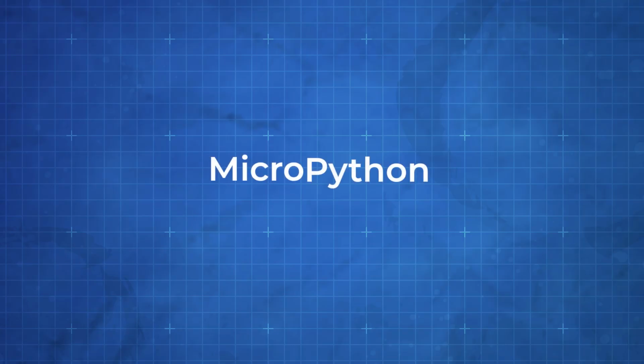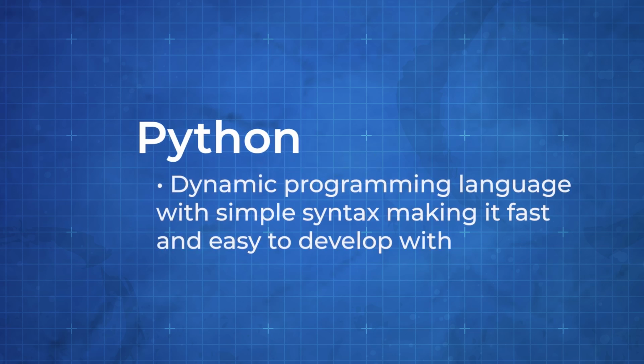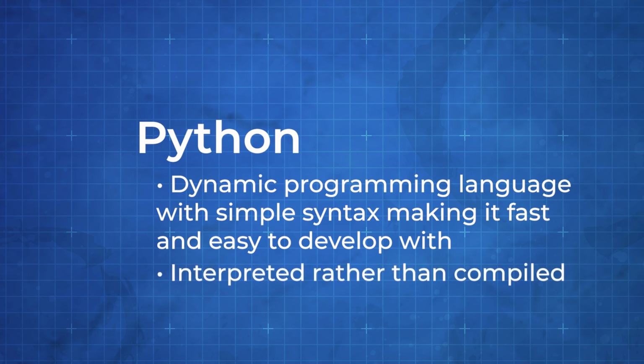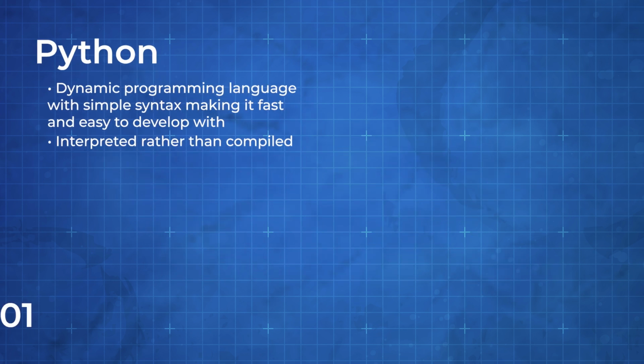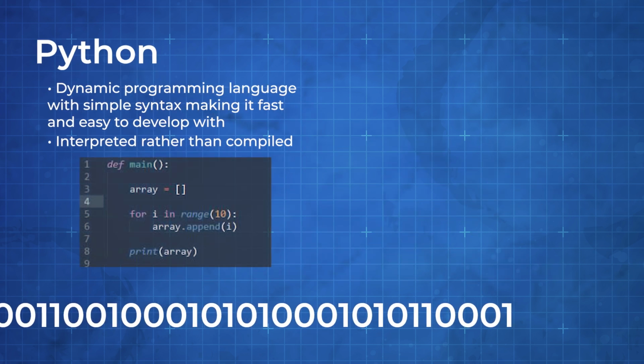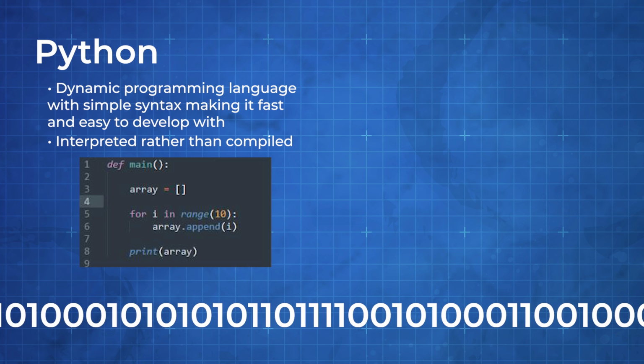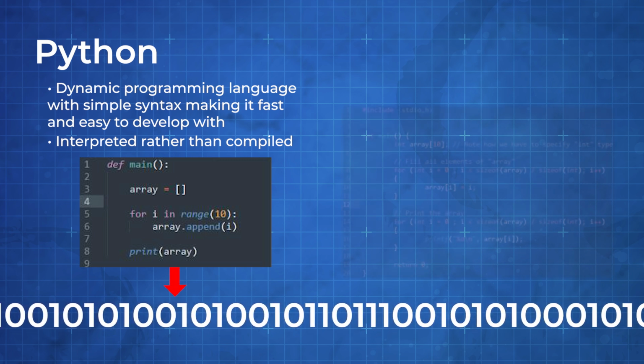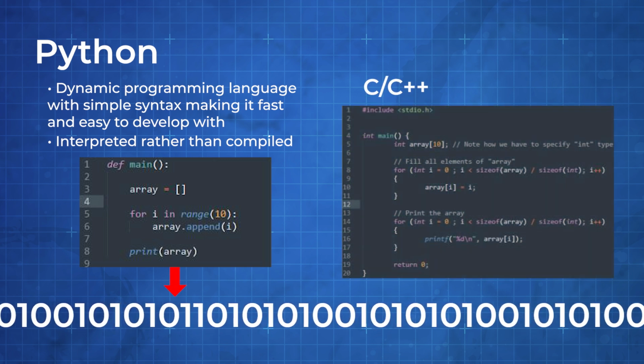To understand what MicroPython is, we first have to take a look at Python itself. Python is a dynamic programming language with very simple syntax that makes it fast and easy to develop with. Python is interpreted rather than compiled. Since computers only speak in ones and zeros, all programming languages need some layer to translate between the human-readable code that developers write and the ones and zeros, or object code, that the computer understands.